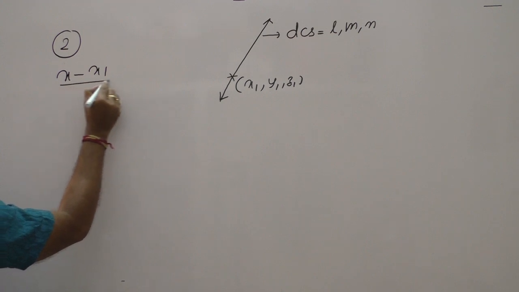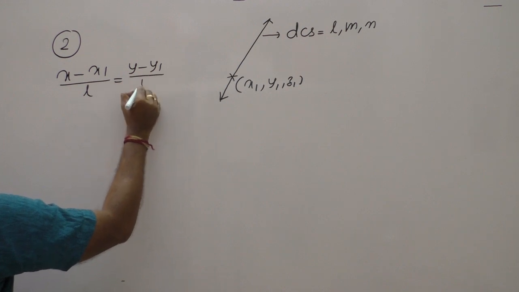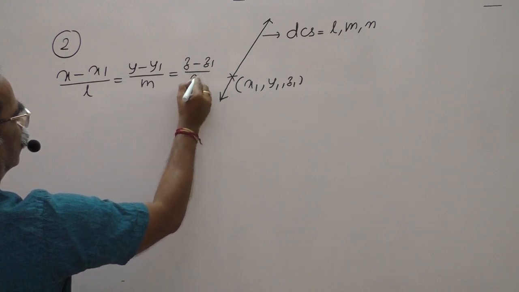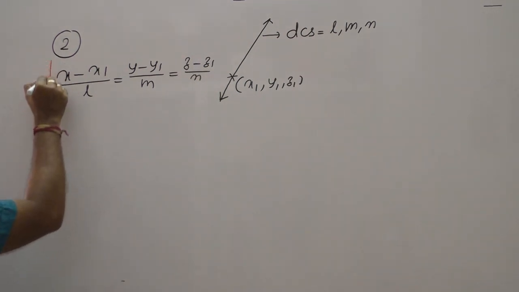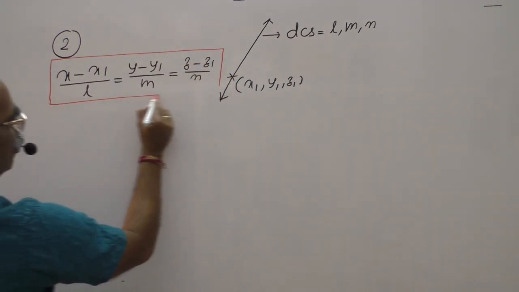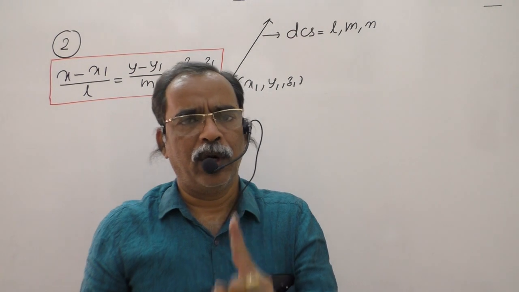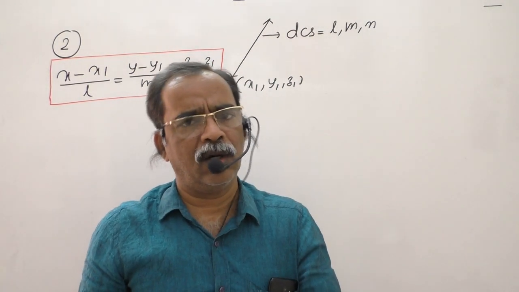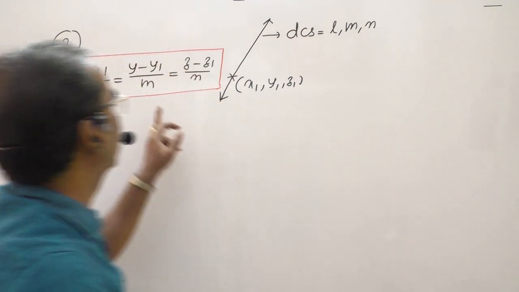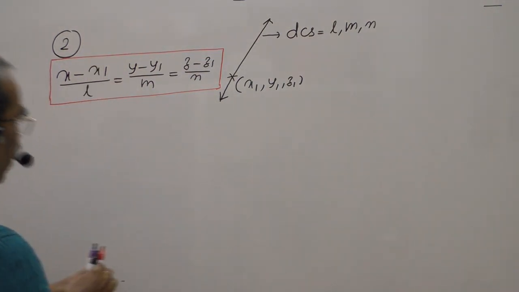(x minus x1) by l is equal to (y minus y1) by m is equal to (z minus z1) by n. So this is the equation of the line. This form of line is known as symmetric form. What does it mean? The first two formulas are applicable when a point is given and either DRs or DCs. Either DRs or DCs are given, you can write the line in this fashion. Both are the same, of course.